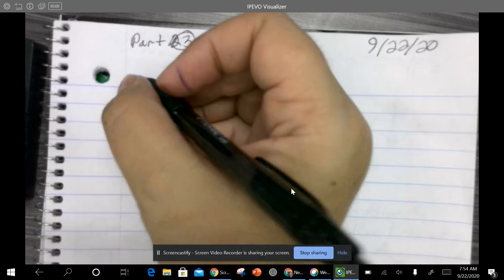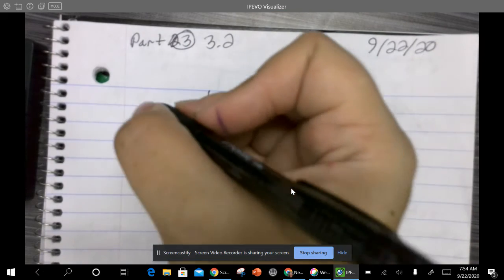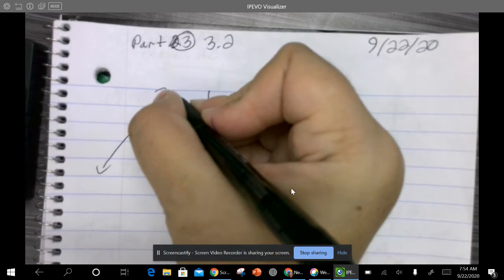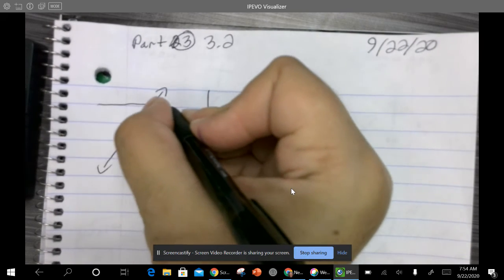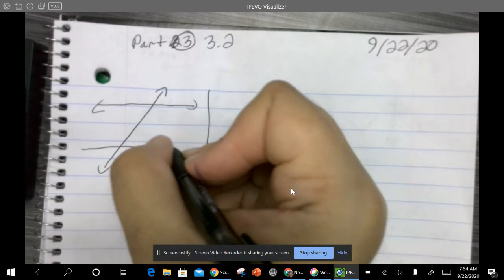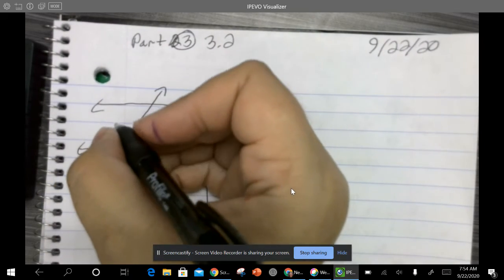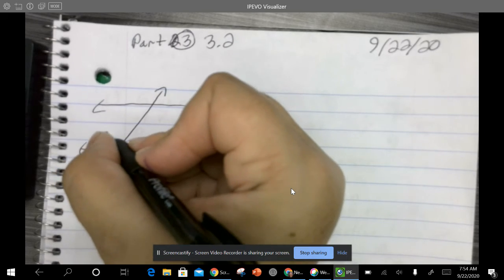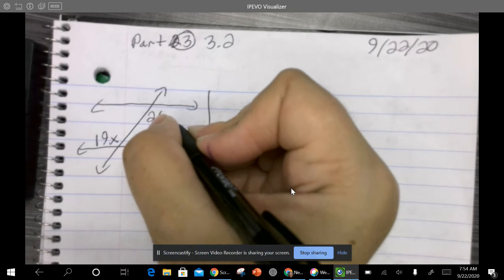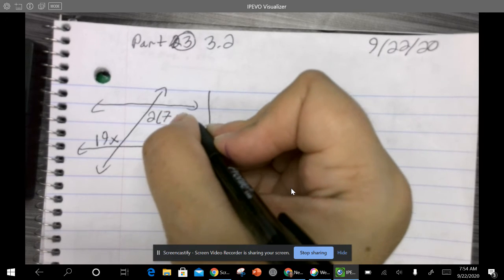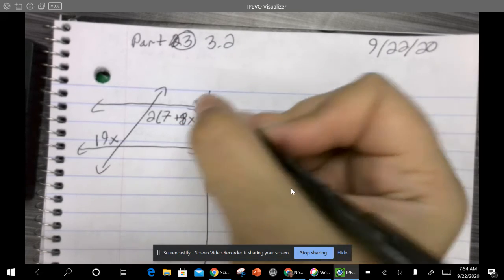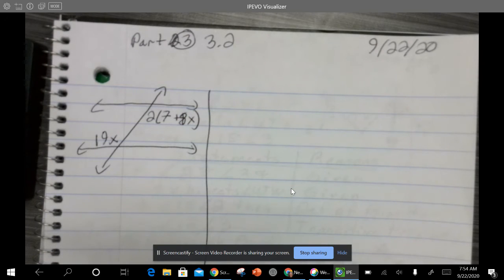Okay, so let's say that we have this one. Do the diagram over here. Okay, so this is 19x. Okay, and this is 2 times 7 plus 8x. Okay, so we're going to go ahead.